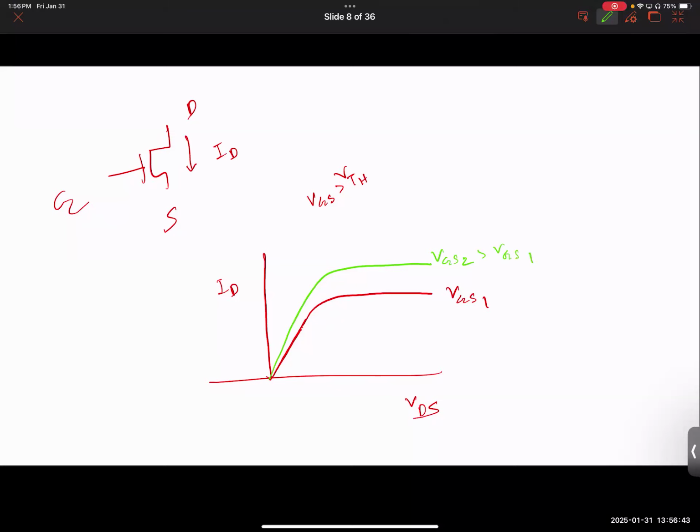That was the simple concept. And we represent this characteristic, we mention this as output characteristics. So just make sure you remember this, output characteristics.